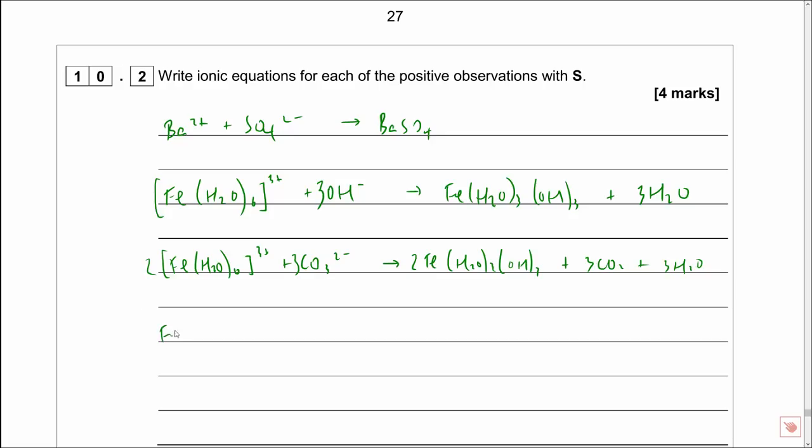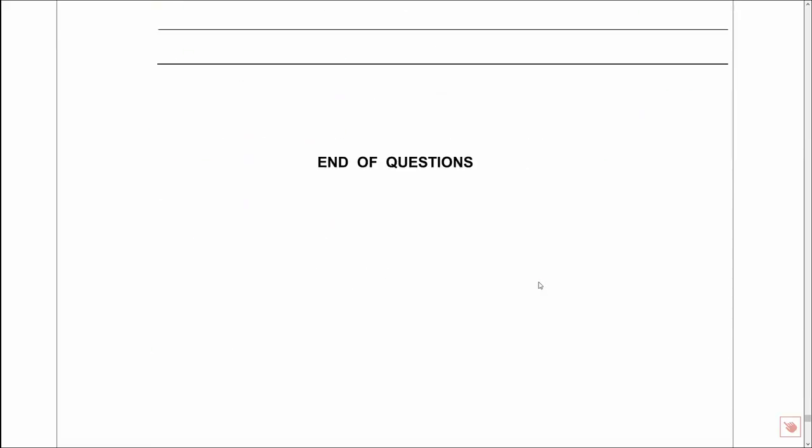And then finally, the chloride one. Didn't cover this in my video, but you can't cover everything. And it's not through me being terrible. It's just they can ask what they want, really. FeCl4 minus, 6H2O. Bam, bam, bam. Ionic equations. Done. End of questions.